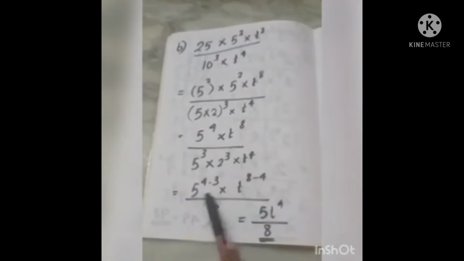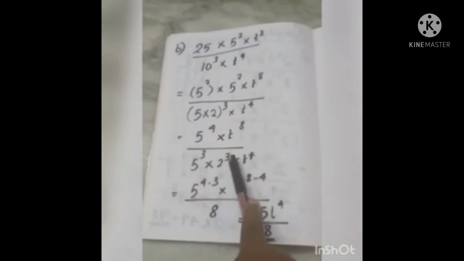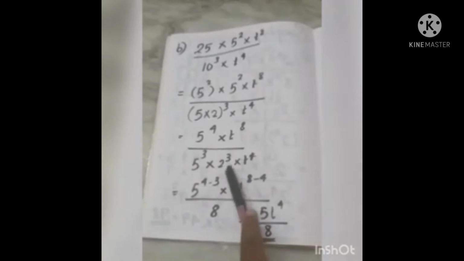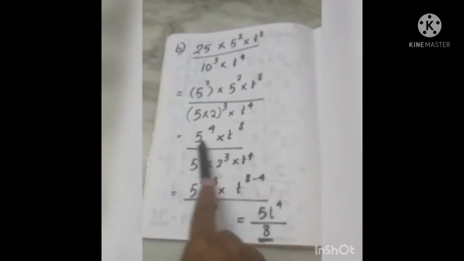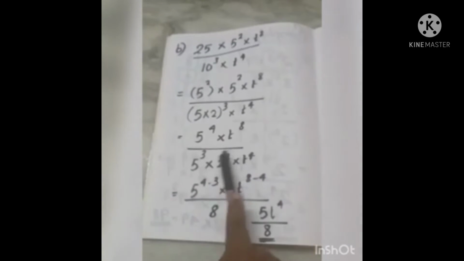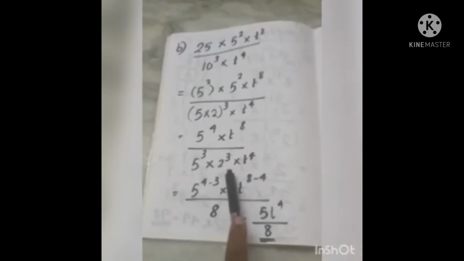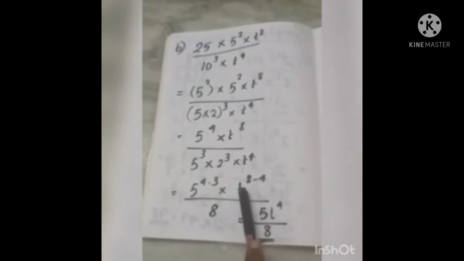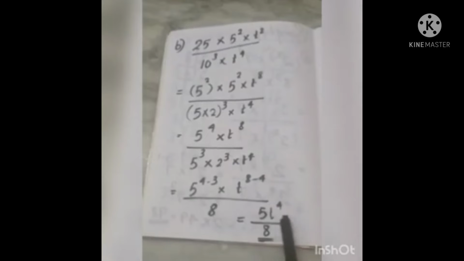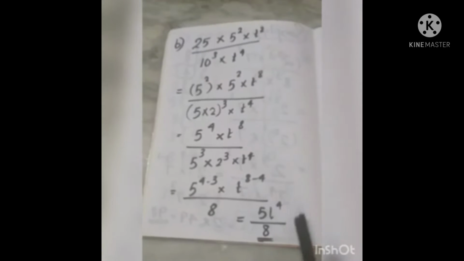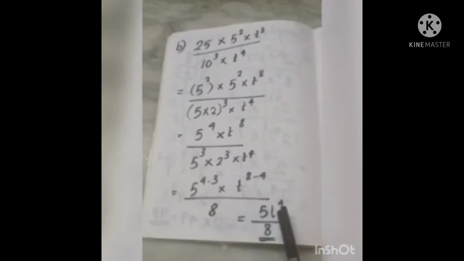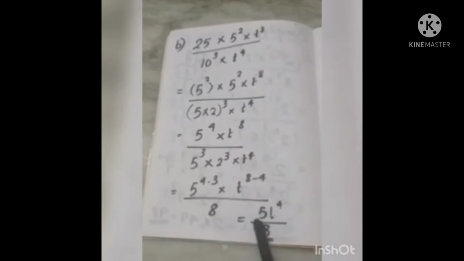2 cube I wrote the same, no difference. 2 cube means 2 into 2 into 2, that is 8. Here there is nothing to cancel in 2 cube, because in the numerator we don't have any 2 terms. So I wrote it in the same way. Now 5 raised to 4 minus 3 you will get 5. t raised to 8 minus 4 you will get t raised to 4. Here there is nothing more to simplify because we don't know the value of t. So what is the answer? 5 t raised to 4 by 8.